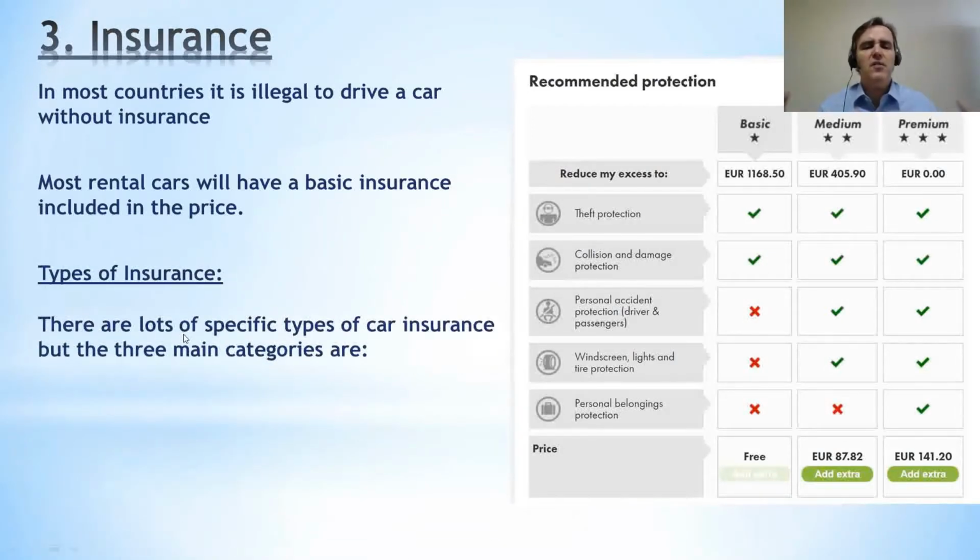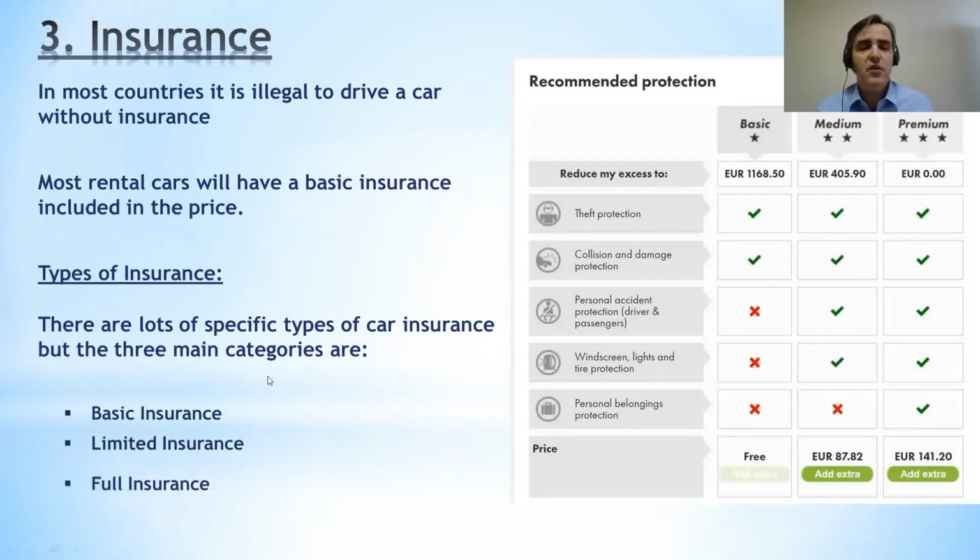Now there's lots of types of specific insurance, but the three main categories I think are basic, limited insurance and full insurance. Now this picture here just gives us some examples. They use different names: basic, medium, premium, but it's the same: basic, limited, full insurance. And it shows you here theft protection. Yep, all of them have this.